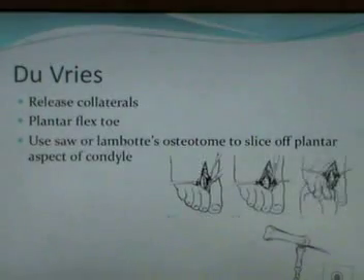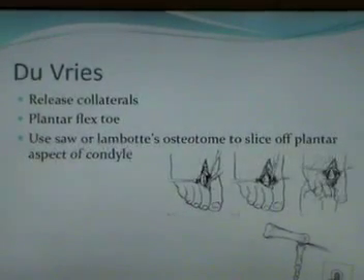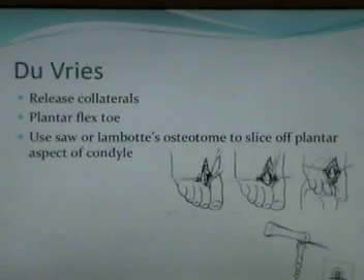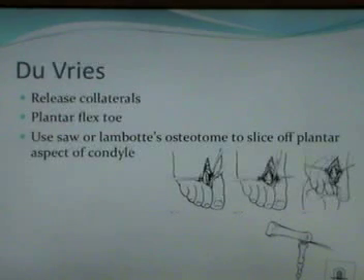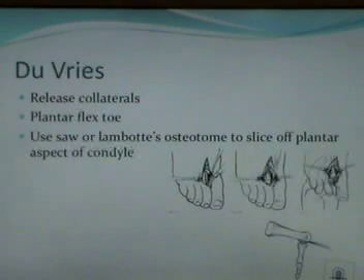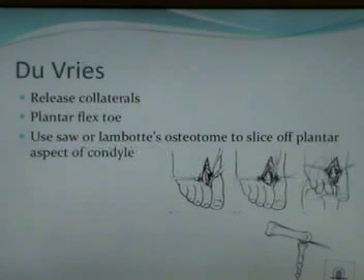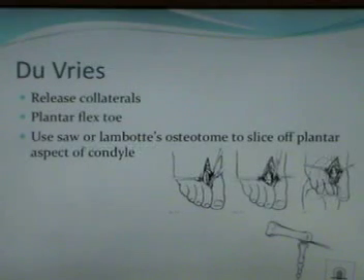The De Vries osteotomy is actually for prominent condyle, and the way this is performed is by performing a dorsal incision and plantar flexing the toe, releasing the collaterals, and then using a saw or the Lambert's osteotome to take off the plantar aspect of the condyle.